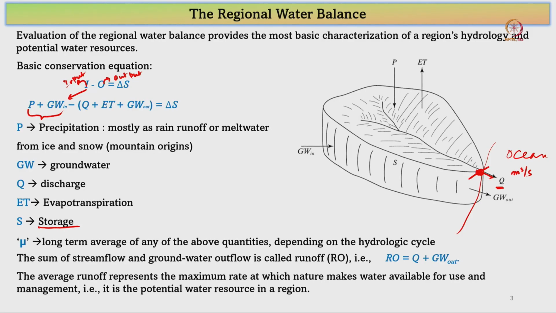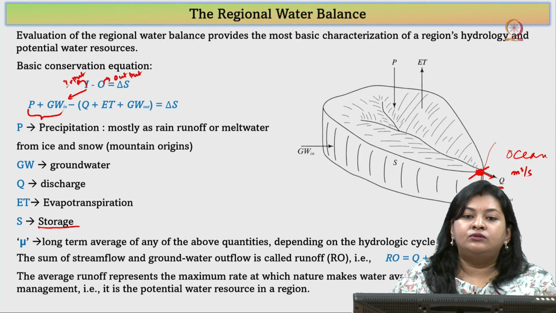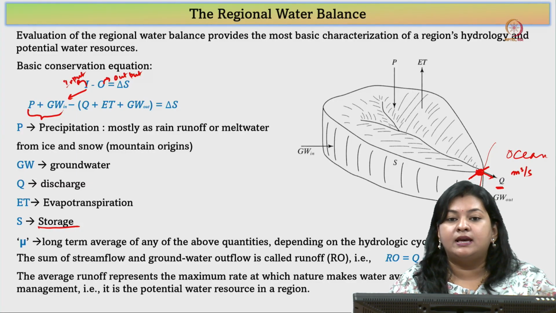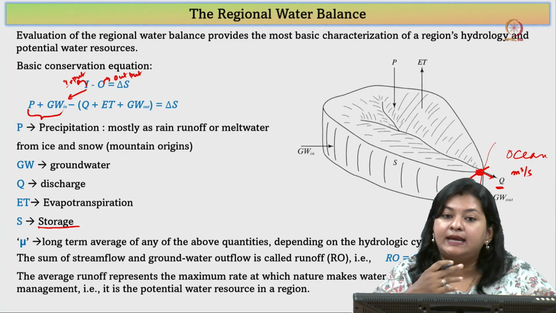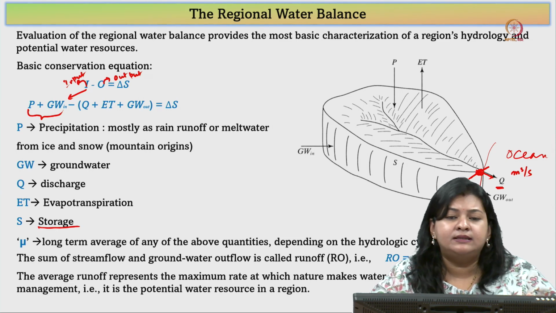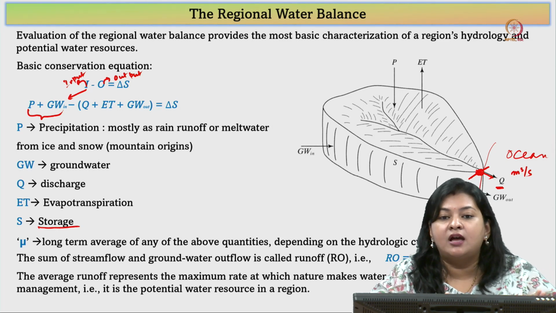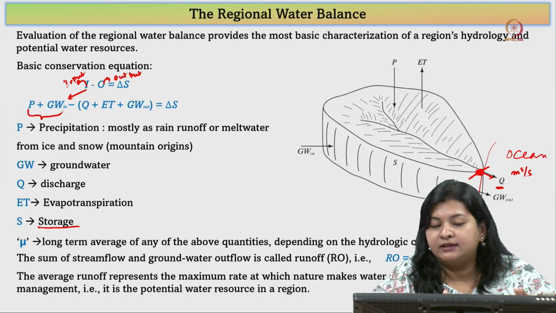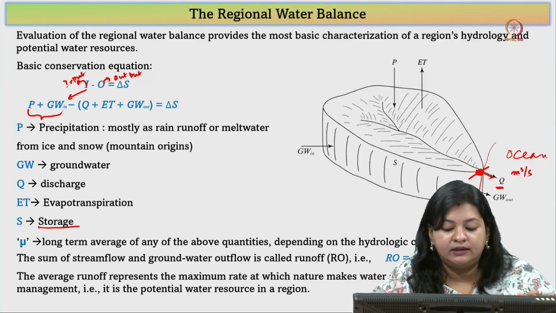Okay. Now, mu is a term that is a long term average of any of the above quantities. I am not going into the details of how the regional water balance is subdivided and subcalculated, and there can be multiple ways a hydrologist can calculate this. This is, I think, the simplest representation of how we calculate the water balance in a particular locality.